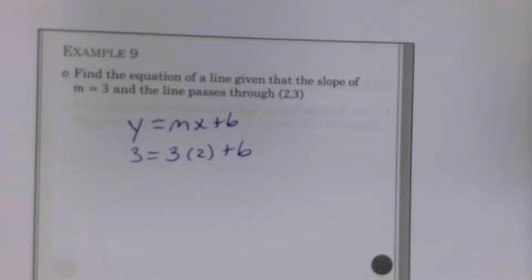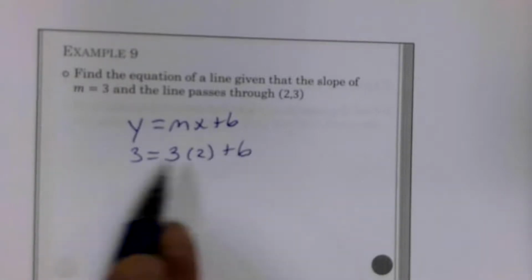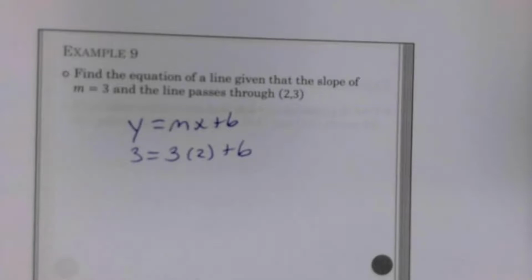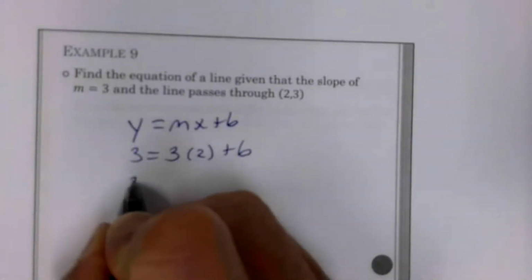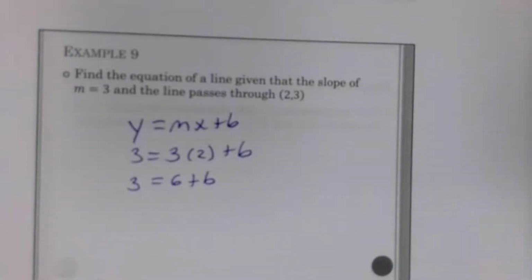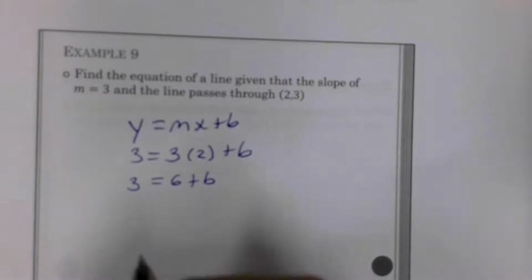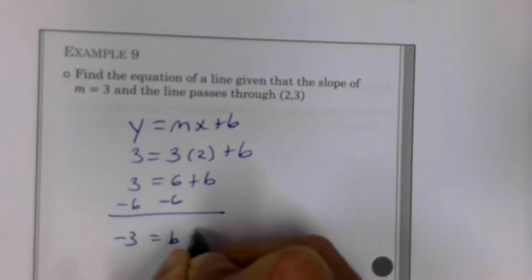So that will be 3 equals 3 times 2 plus b. So what we have to do is find b: if we plug all the other numbers in, we can solve for b. So we got it down to one variable. So what we can do is just solve this little equation. We would have 3 equals 6 plus b. And if we take away 6 from both sides, we end up getting b is negative 3.